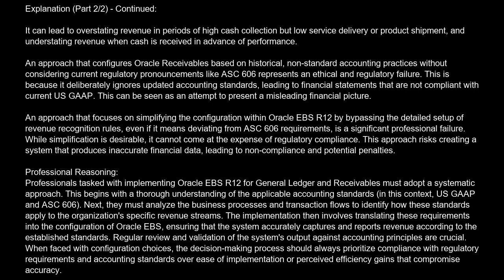Professional reasoning. Professionals tasked with implementing Oracle EBS R12 for general ledger and receivables must adopt a systematic approach. This begins with a thorough understanding of the applicable accounting standards, in this context, U.S. GAAP and ASC 606. Next, they must analyze the business processes and transaction flows to identify how these standards apply to the organization's specific revenue streams. The implementation, then, involves translating these requirements into the configuration of Oracle EBS, ensuring that the system accurately captures and reports revenue according to the established standards.